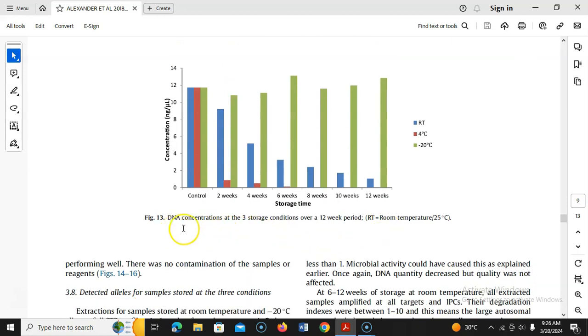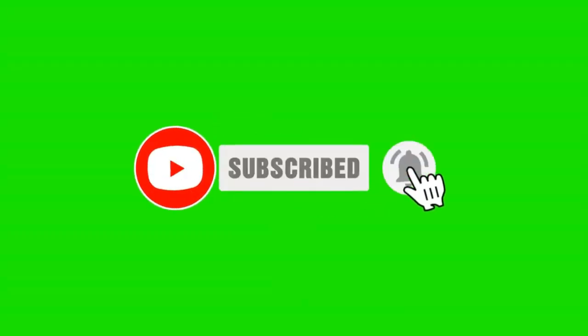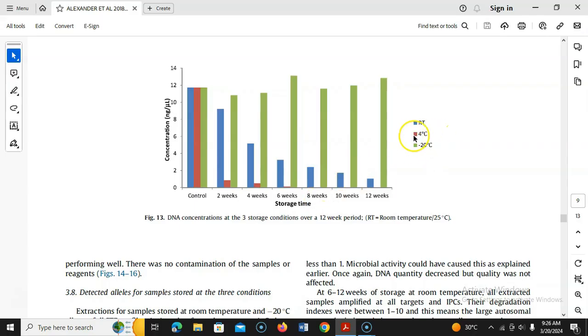So this is also the comparison. DNA concentrations at the 3 storage conditions over a 12-week period. So the blue is the room temperature, 4 degrees Celsius, and then minus 20 degrees Celsius. So you can see the comparison here with the minus 20 degrees Celsius always having the higher amount or concentration of DNA, followed by the room temperature. And then 4 degrees Celsius performing very poorly.